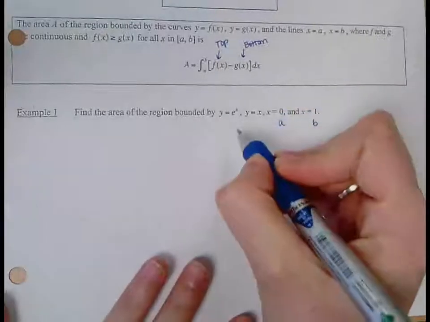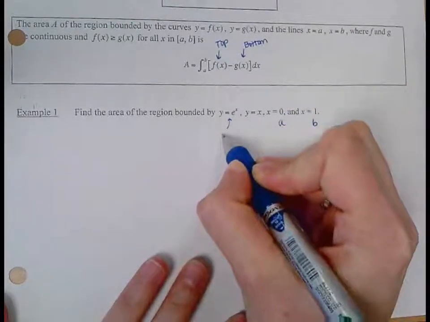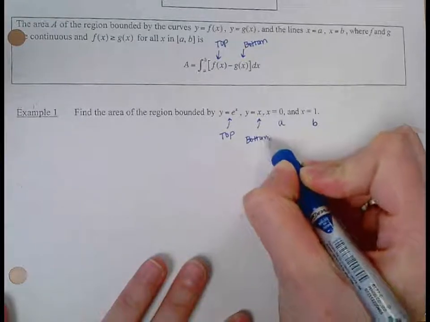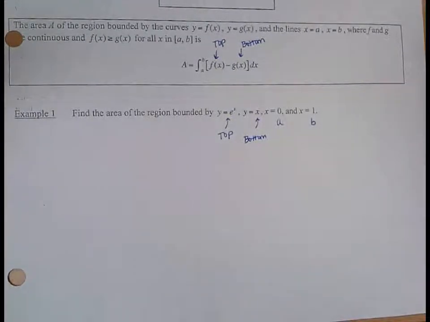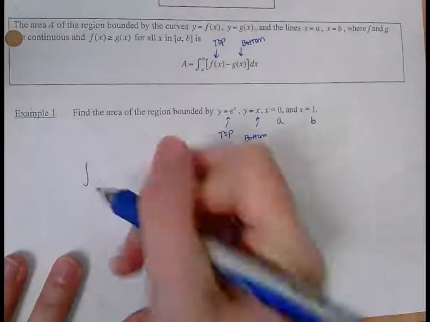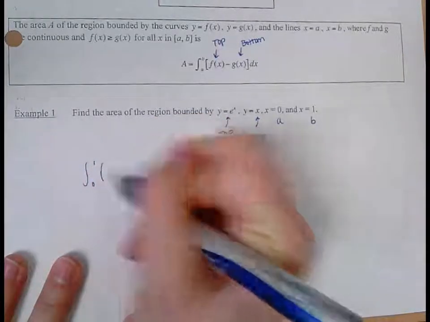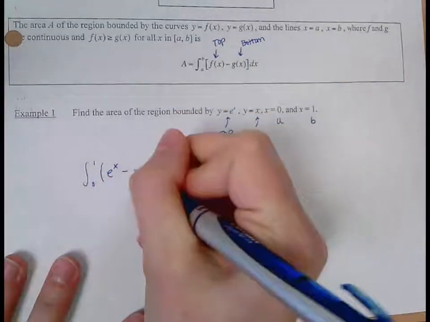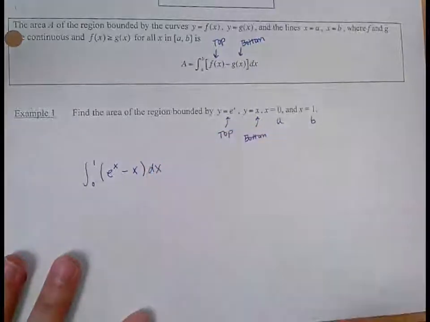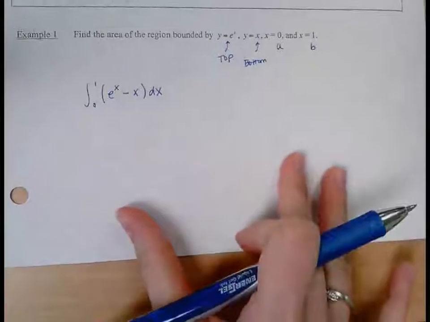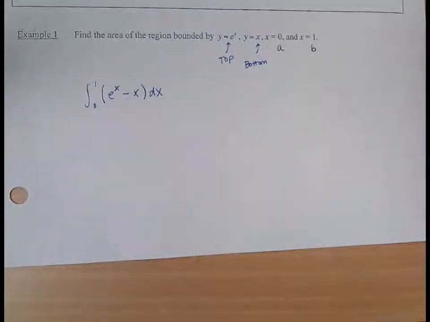Okay, so according to that graph, y equals e to the x was the top curve, y equals x was the bottom curve. So here's the integral we would set up to find the area between those two curves on the interval from 0 to 1. We would have the integral from 0 to 1 of the top curve, which is e to the x, minus the bottom curve, which is x, and then dx. And then you would just evaluate that integral.